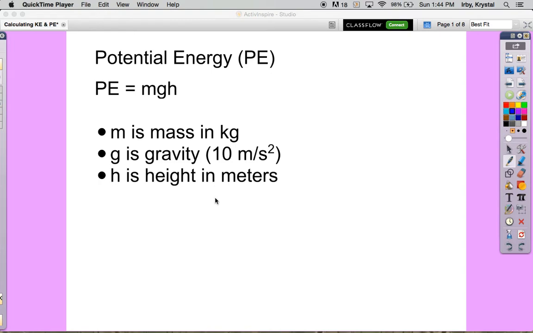If you're not familiar with potential energy or kinetic energy, I recommend that you read the background that is posted in Echo. But if you are familiar, then you'll know that the equation for potential energy is equal to the mass of the object times acceleration due to gravity times the height that the object falls.